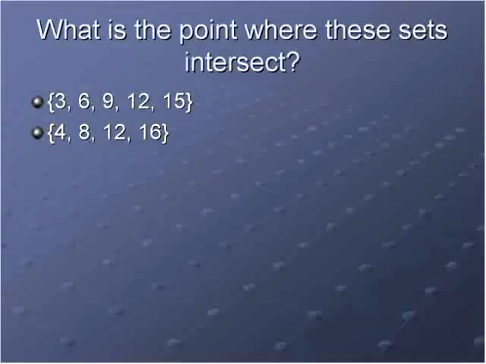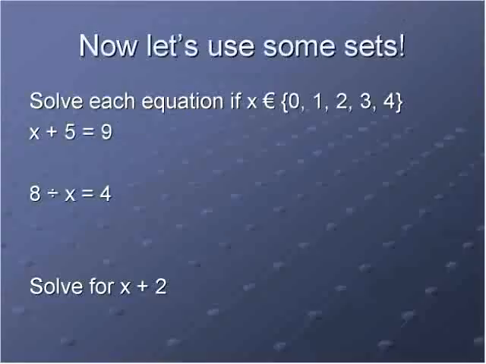The next question: where is the point where these sets intersect? You'll see that I've listed multiples of 3, 6, 9, 12, and 15, and then multiples of 4, 4, 8, 12, 16. And the point where these sets intersect is 12. It's the number that both of them have in common. You may see questions like that in the future, like on quizzes perhaps, and if you do, that's basically what they're asking for.